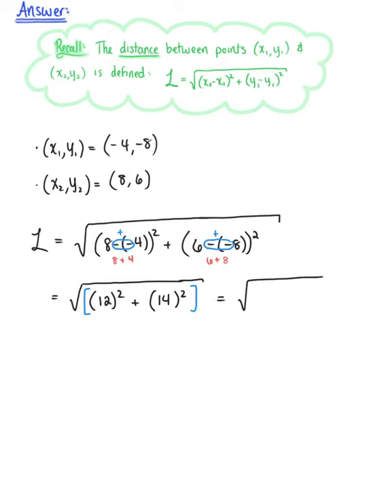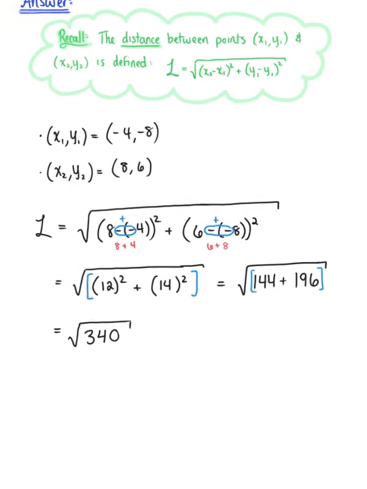And this is going to be equal to the square root of 12 squared, which is 144, plus 14 squared, which is 196. So we have 144 plus 196, which leaves us with the square root of 340. So we want to see if we can simplify this a little bit further.